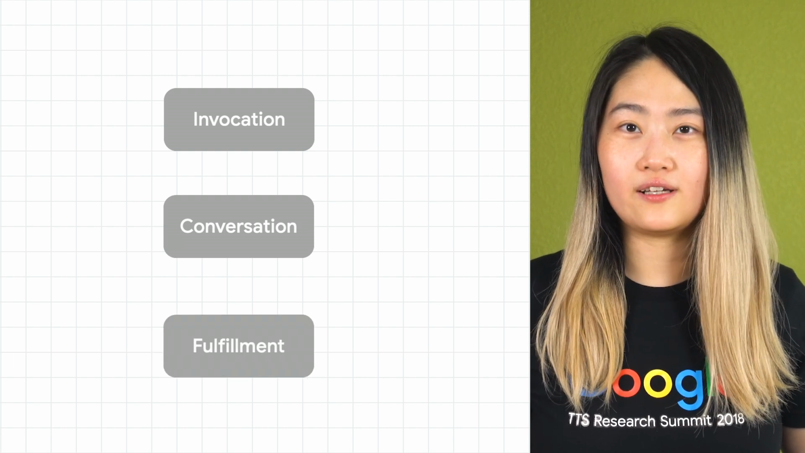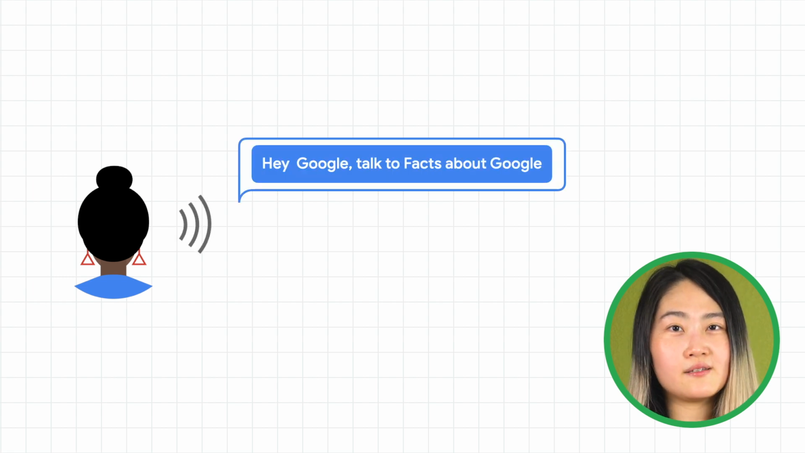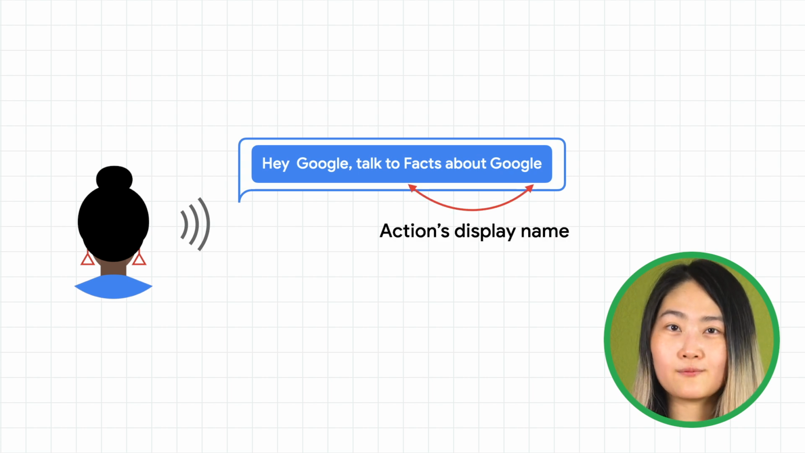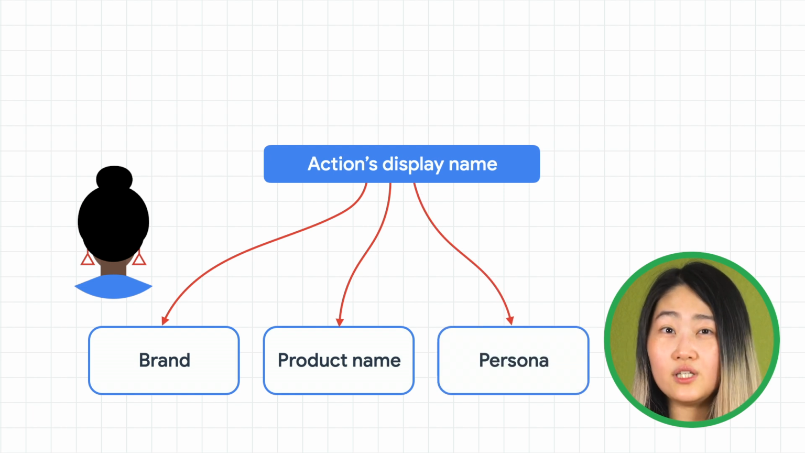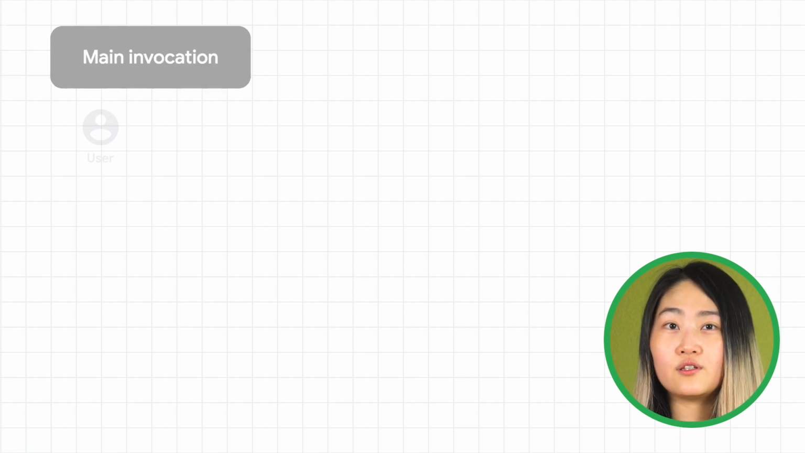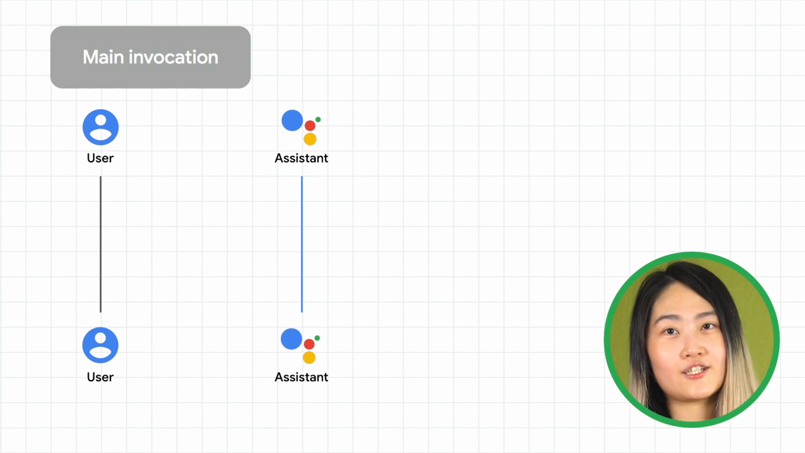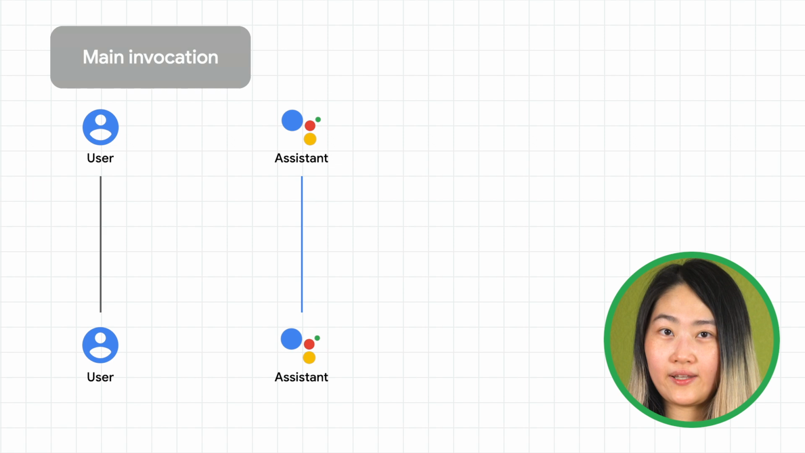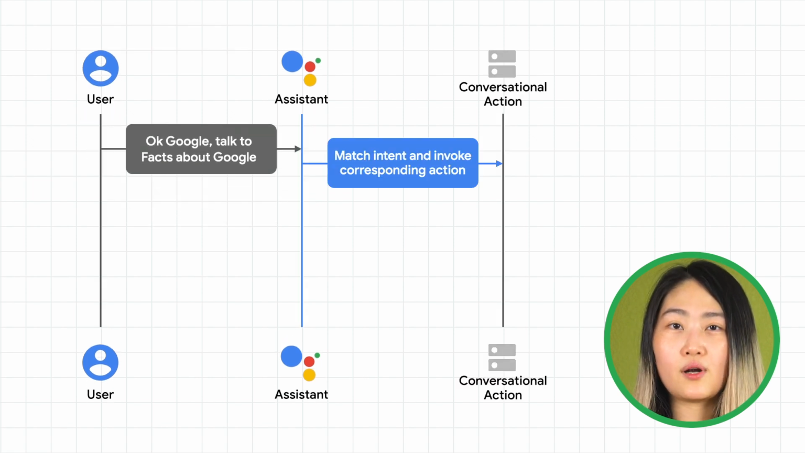for additional functionality. Users can invoke conversational actions by simply saying, "Hey Google, talk to," and then your action's display name, which is your brand, product name, or persona that uniquely identifies your actions. We'll begin with the main invocation, which is the default way users tell the assistant they want to have a conversation with an action.